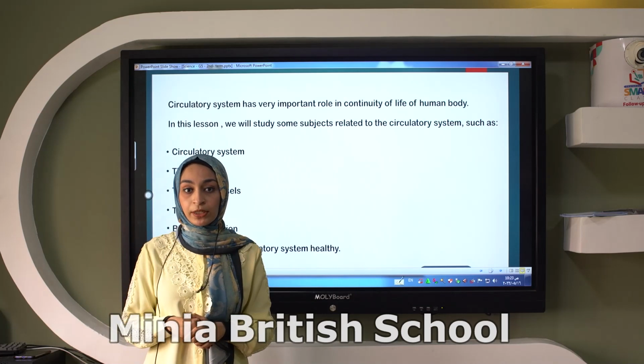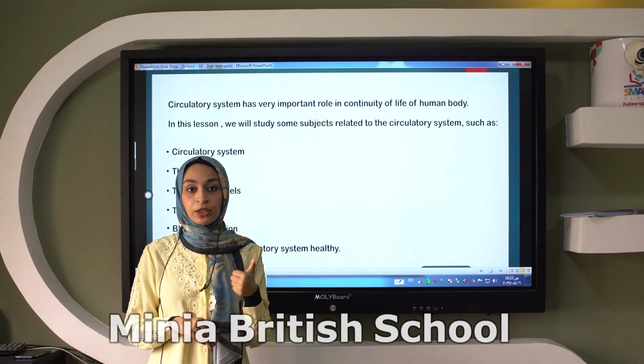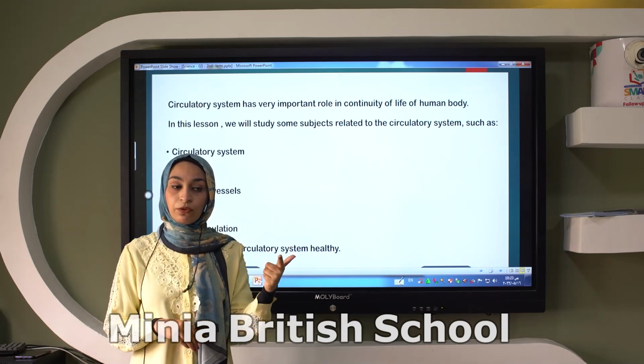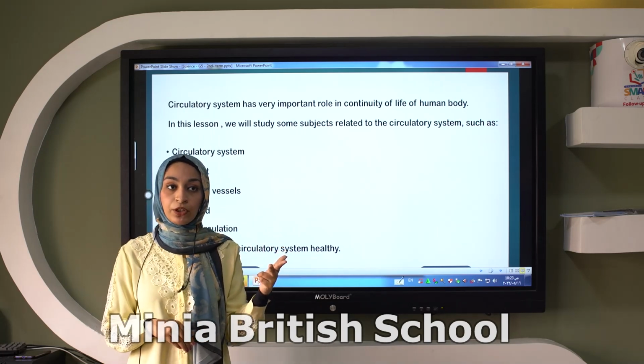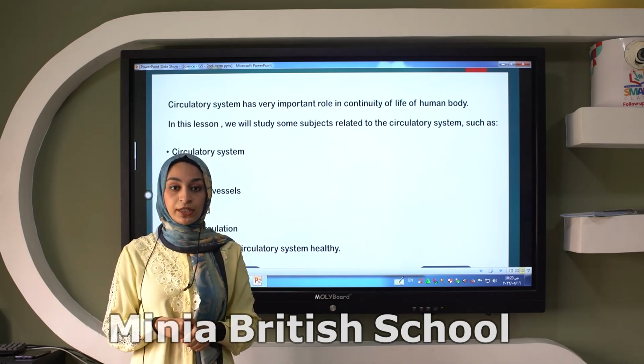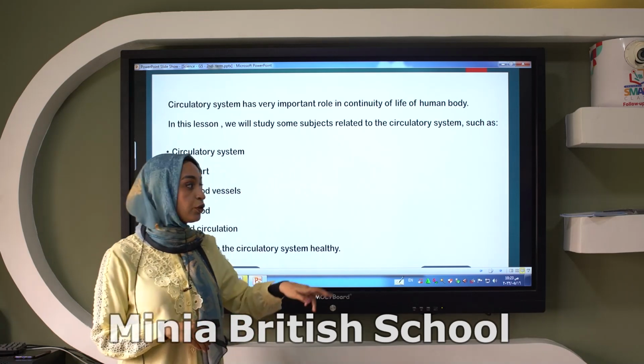This is for Unit 1, the friction: the meaning of it, the types of it, the factors that affect the friction, the advantage and the disadvantage. Let's start Unit 2.